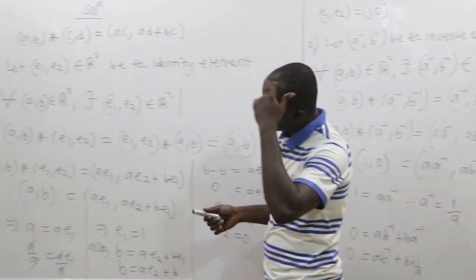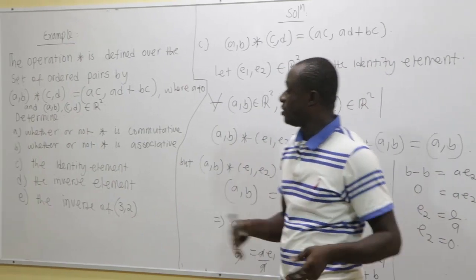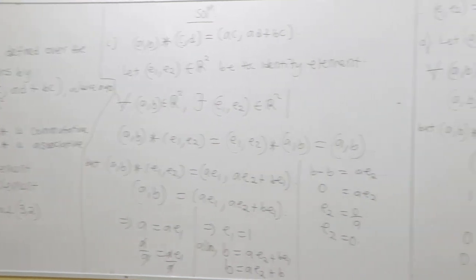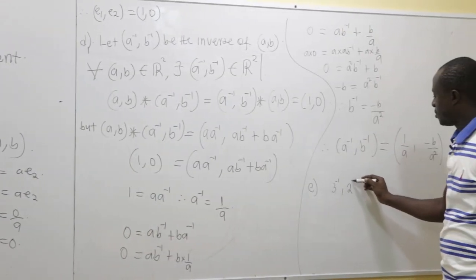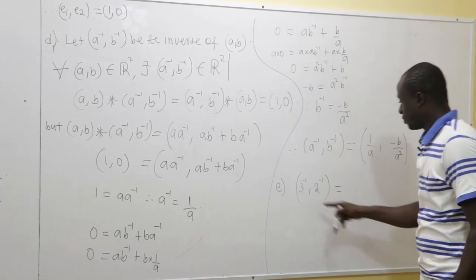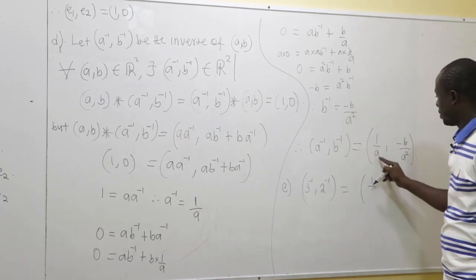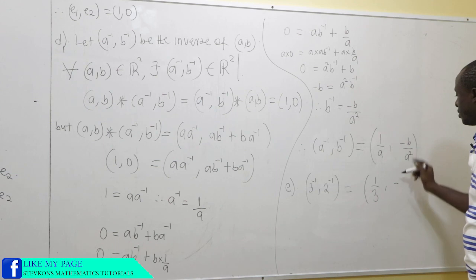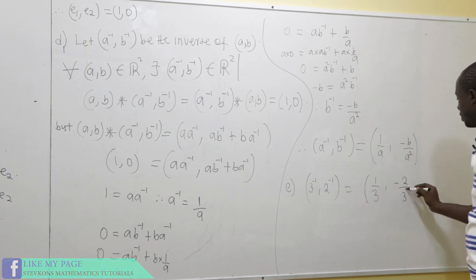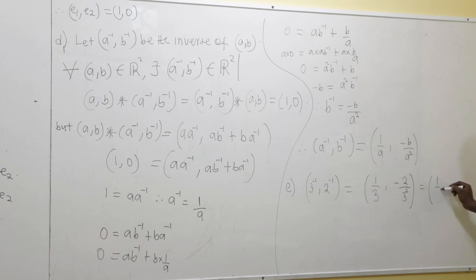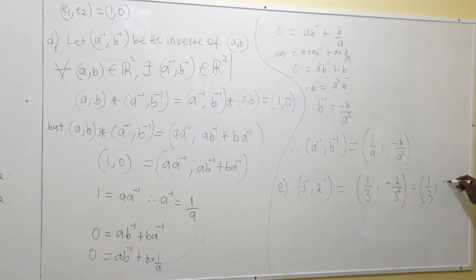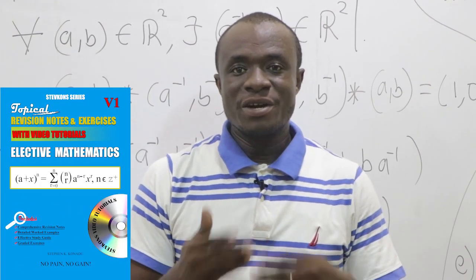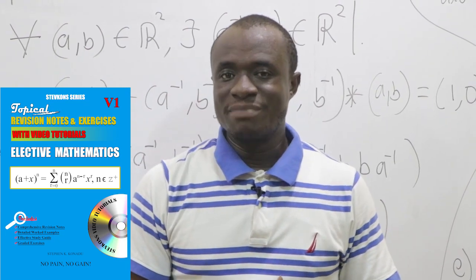Now let's see our question E. What is our question E saying? It says we should determine the inverse of (3, 2). So we want to find the inverse of (3, 2), that is (3 inverse, 2 inverse). What is our A? 3. So here we have 1 over, what is A? 3. And then here what do you have? Negative B. What is B? 2. But then A square is 3 square. So that is 1 over 3, and then negative 2 over 3 square, and 3 square is 9. Please, you can play back the video several times for better understanding.